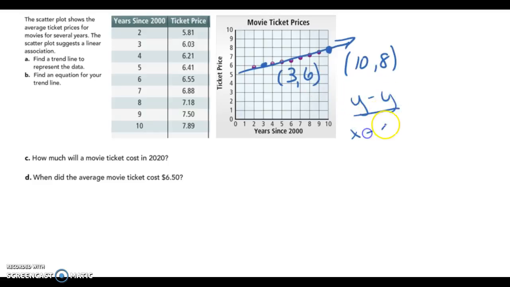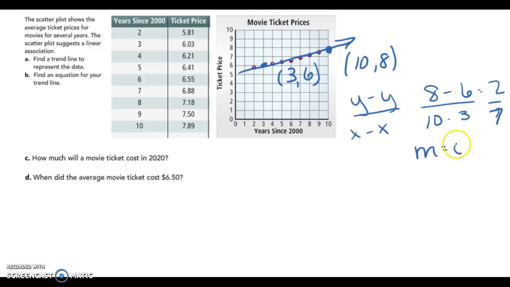y minus y over x minus x is going to help me find my slope. So I'm going to start with the y, so 8 minus 6 is 2. And then I'm going to start with the 10 because I started with the 8, so 10 minus 3 is 7. 2/7 is something that is not going to come out even, so I'm just going to round it to my nearest tenth. So I'm going to say it's about 0.3. Really, my answer came out 0.2857, and it went on. So I rounded to the nearest tenth.